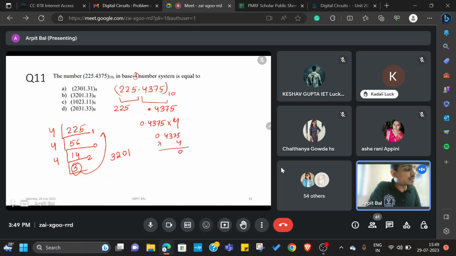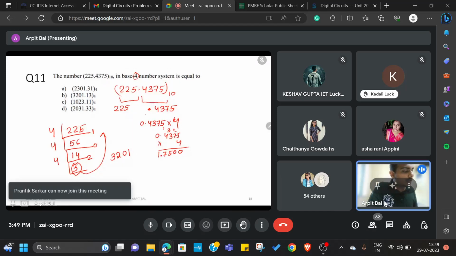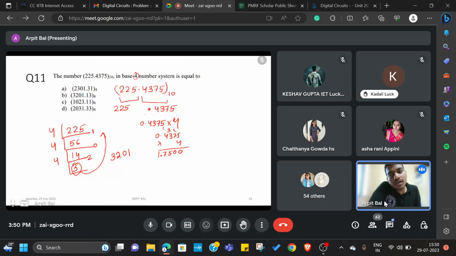It will be 2, 0, 2, 8, 3. This will be 1, 2, 1, 5, 1, 7, 1. Okay, so we will have it as 1.7500. So you have to do long division when you are dealing with the conversion related to the integer part of the number, and you have to perform multiplication when you are taking care of the post decimal part of the number.